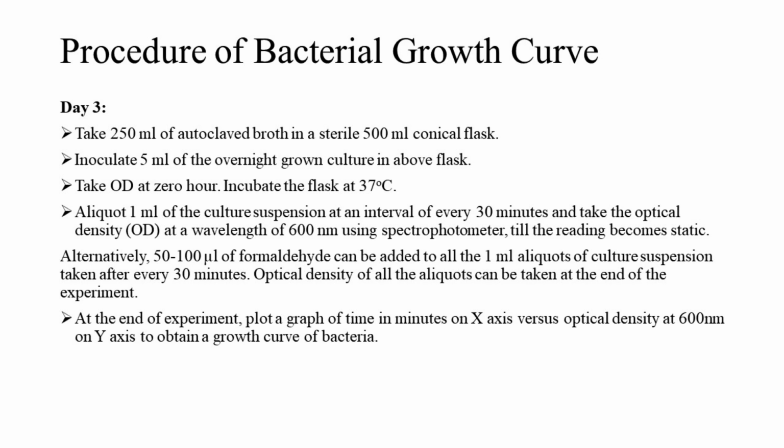Alternatively, 50 to 100 microliters of formaldehyde can be added to all the 1 milliliter aliquots of culture suspension taken after every 30 minutes. Optical density of all the aliquots can be taken at the end of the experiment. At the end of the experiment, plot a graph of time in minutes on the x-axis versus optical density at 600 nanometers on the y-axis to obtain a growth curve of bacteria.